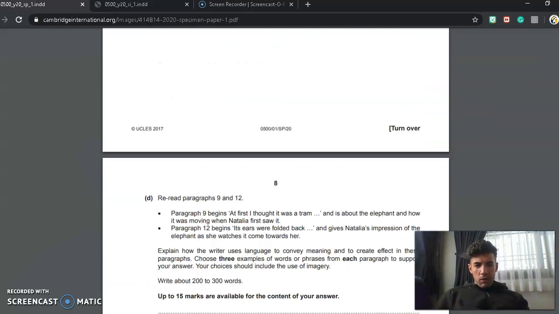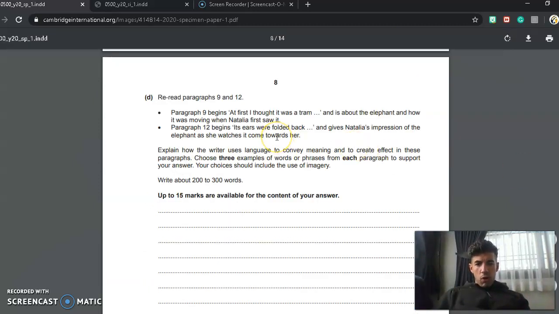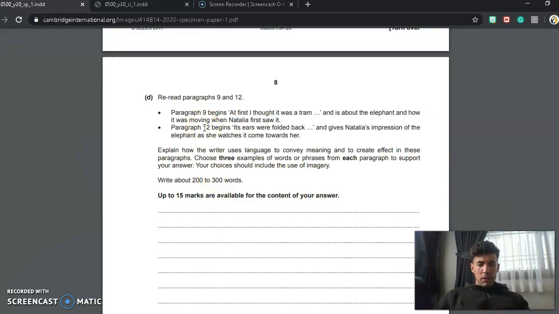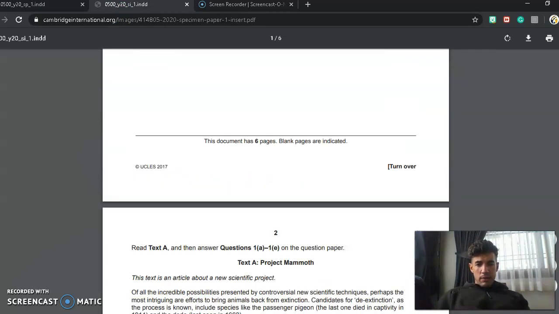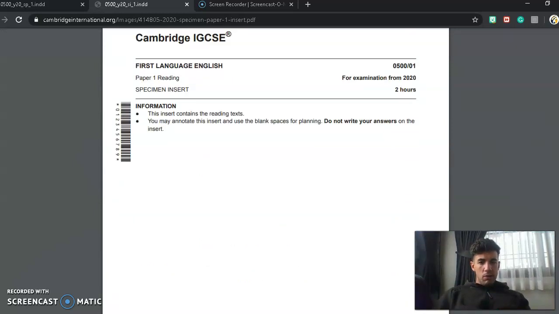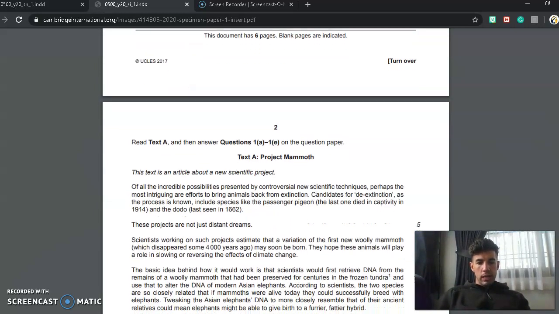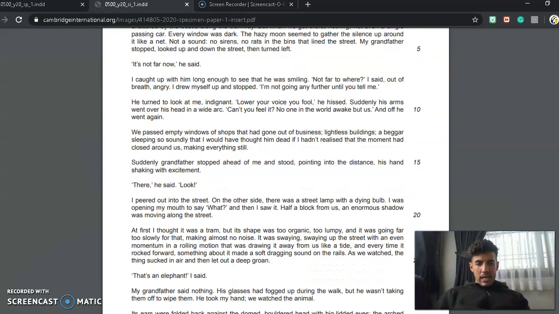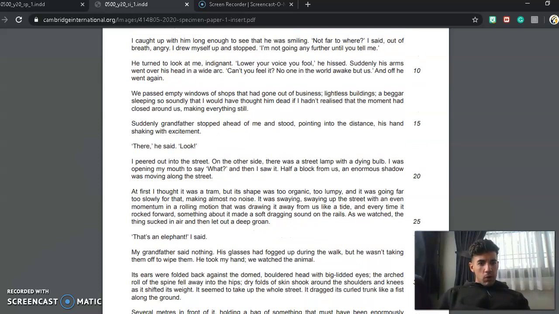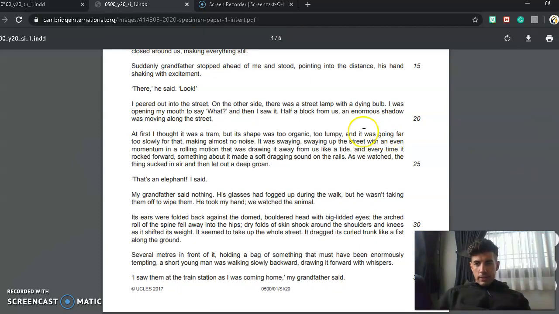But anyway, the one that we're going to focus on today is the writer's effect question, which is now worth 15 marks. We're going to be looking at paragraph 9 and 12. If you haven't looked at this paper, I would advise you to look at the inserts, and all of this material can be found on the Cambridge website. You don't need a login or anything. The text that you will need to read is text C, called The Gift. It's a lovely little story of a girl called Natalie stumbling across a lost elephant.